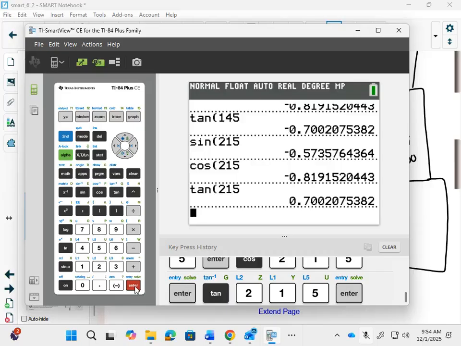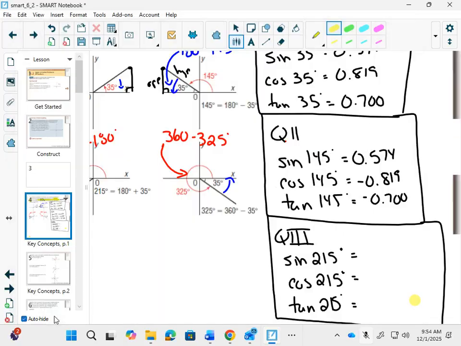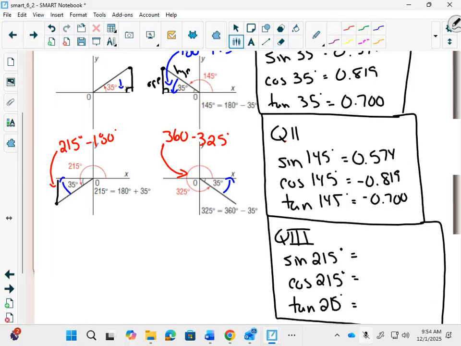oh my goodness. So now, this is interesting. The numbers were the same. Wow. But this time, the sine was negative. The cos was negative. But the tan was positive. And we have one more quadrant to go.